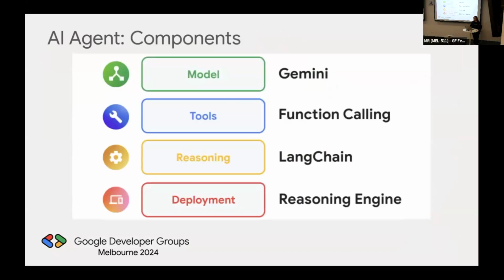Now, let's take a look at the components. For the model, Google, we use the example of the Gemini model. Of course, you can use other LLM models as well. For tooling, it is function calling.